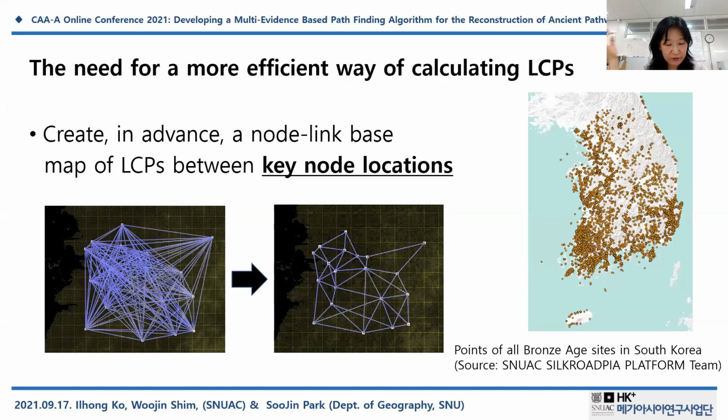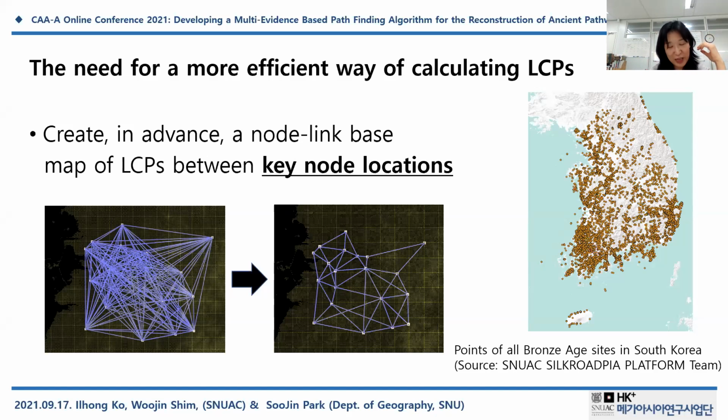So once you have created a surface map, the next step is to calculate the costs of crossing that surface in order to identify the least cost path. Now, generally, archaeologists work only with 2 points in the beginning, the starting point and the end point. But as I mentioned, we had a lot of points at hand. So we thought it would be a good idea to come up with a more efficient way of calculating the least cost paths that could connect all of these points. So our strategy was to make in advance a node link base map of all of the least cost paths connecting all of these points.